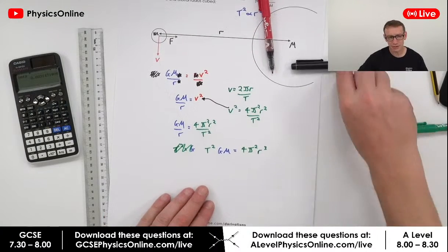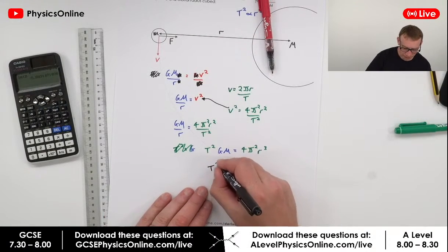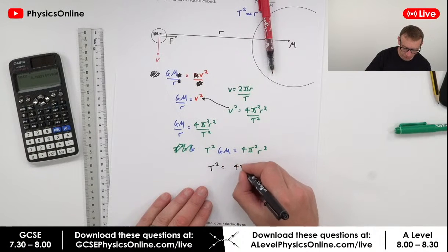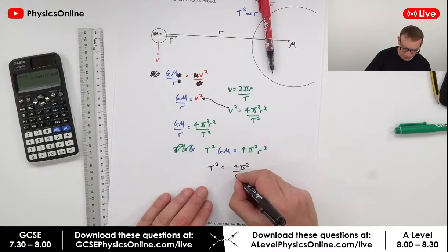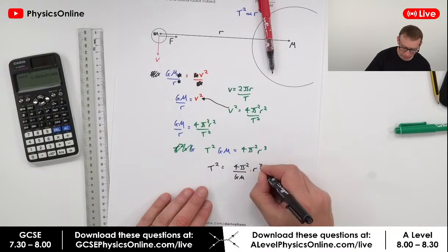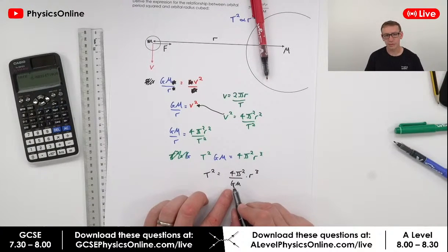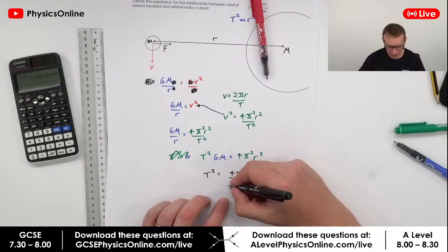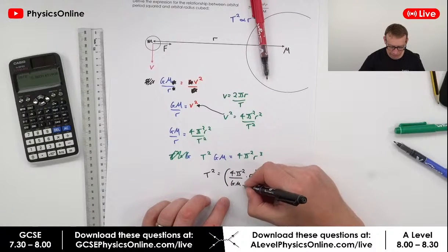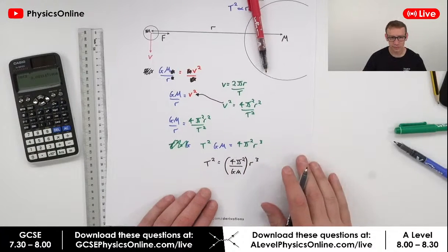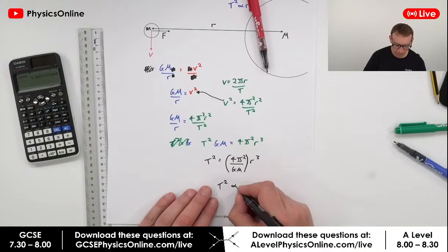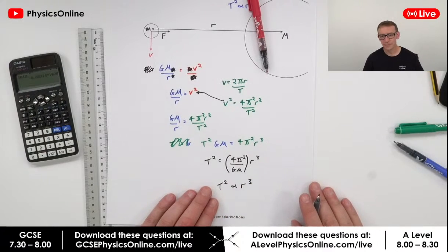And if we want to make t squared the subject, we can say that t squared is equal to 4 pi squared over GM times r cubed. Okay, and of course, if we have something where we've got the gravitational constant and the mass of that big planet, 4 pi squared over GM is going to be a constant, and therefore t squared is proportional to r cubed.